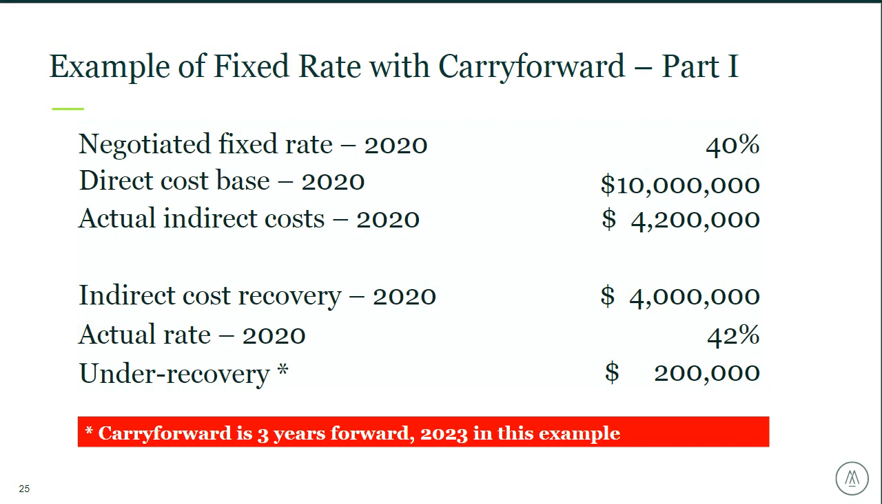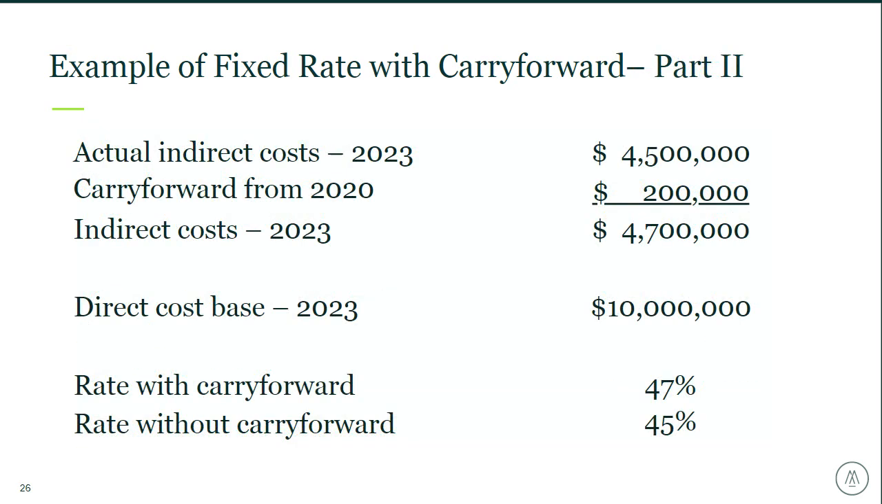So your actual rate for 2020 was actually 42%, but we didn't know that because we use estimated costs to determine that negotiated rate for 2020. So in this example, I'm using a carry forward for 3 years. So I have an under recovery in 2020 for $200,000. What this means is when we're preparing the proposal for 2023, let's say you have actual indirect cost of $4.5 million, and by actual, that should have been budgeted. So budgeted for 2023 is $4.5 million.